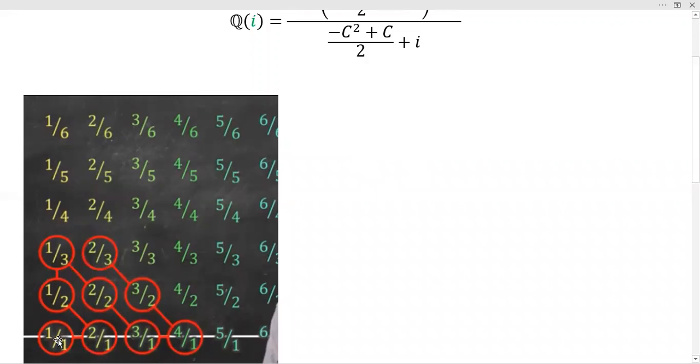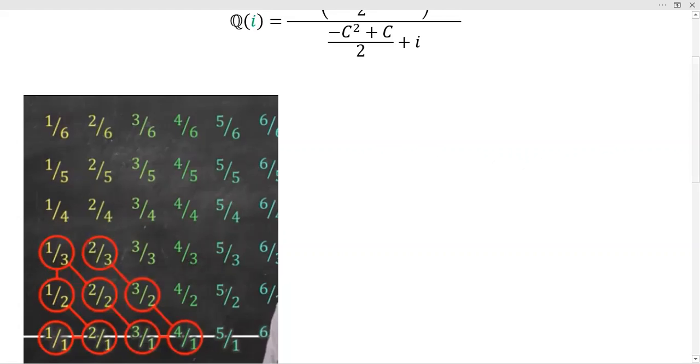Like 1 over 1 would be the first rational number, it's just an integer. 2 over 1 would be the second rational number, still just an integer. But the third rational number would be 1/2. And that's what this function actually does. This would be i equals 1, i equals 2, i equals 3, i equals 4, i equals 5, and so on. And you continue in this zigzag diagonal fashion.